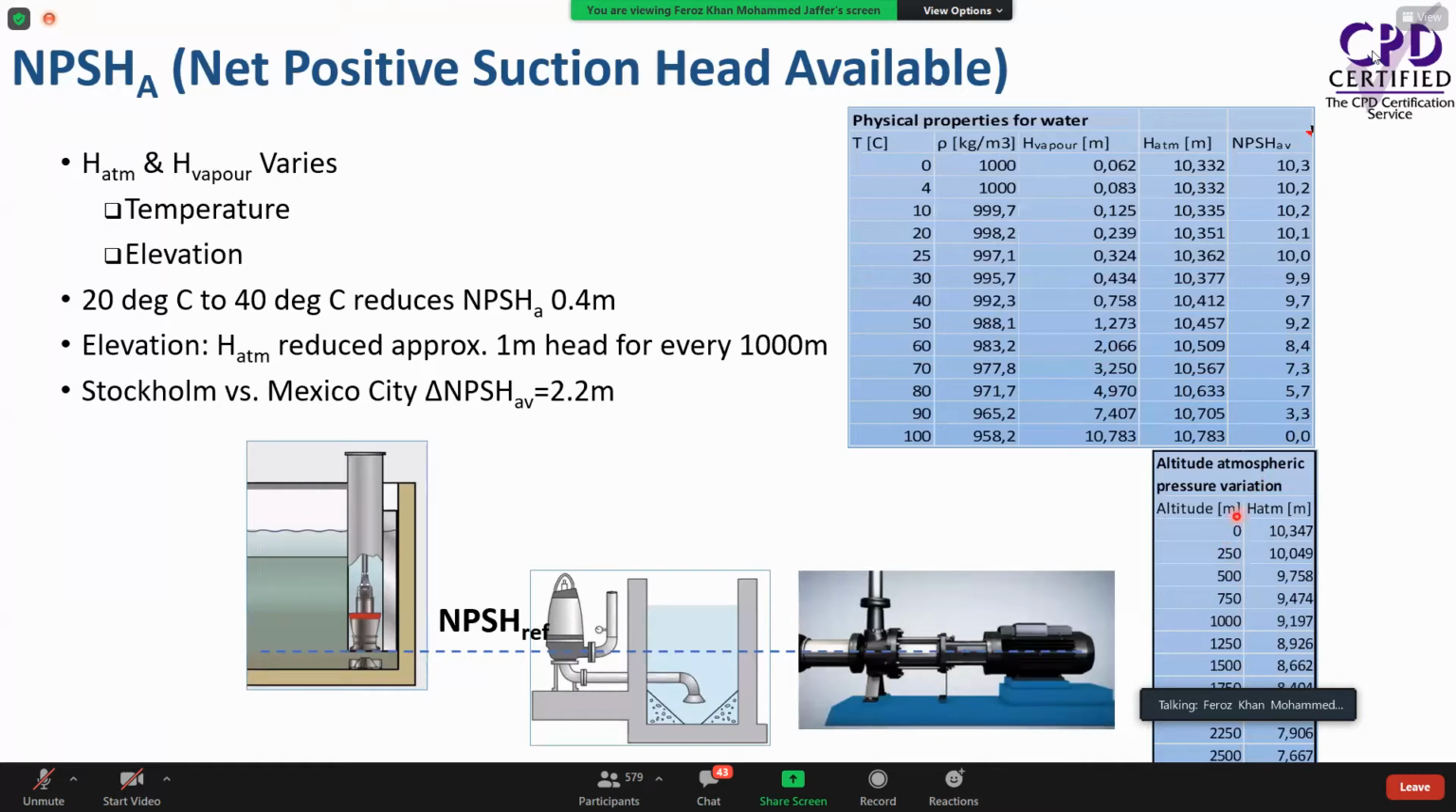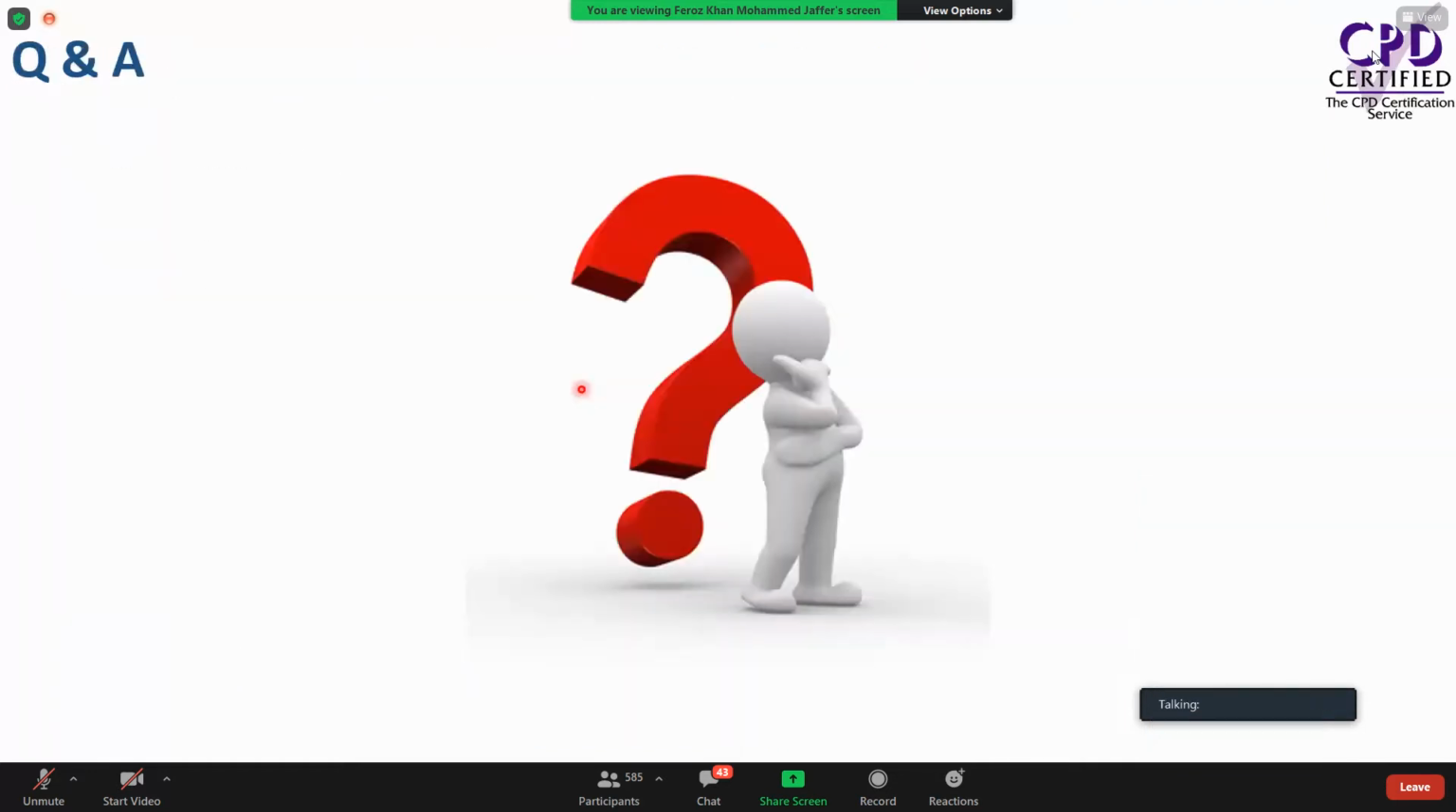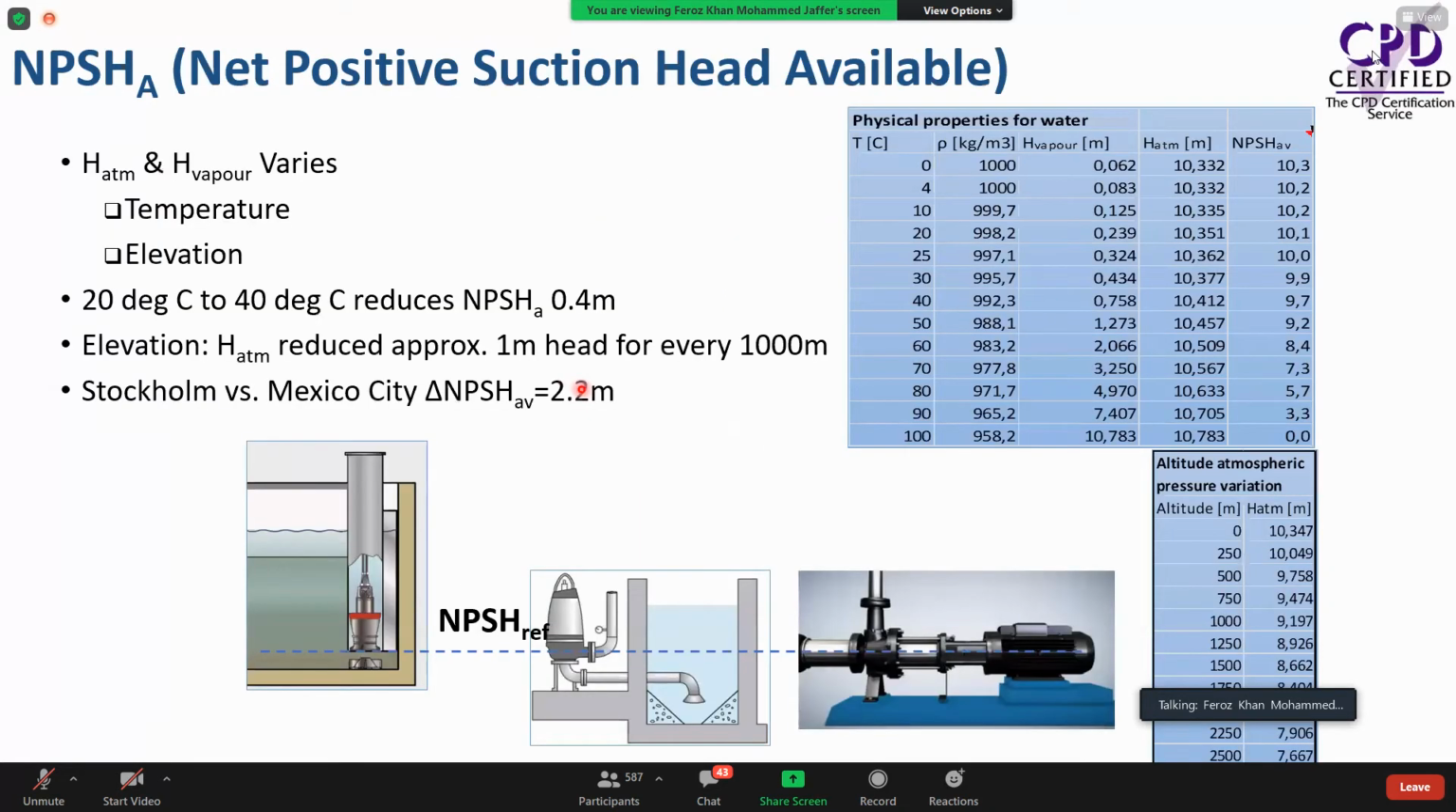And also in the second table, you will see how the altitude changes the atmospheric pressure. If we go high, as in the case of mountains, then the atmospheric pressure available will come down. So this will affect performance. We need to be very mindful of the altitude and liquid temperature when it comes to NPSH. I think that was the last slide. If we have any questions.